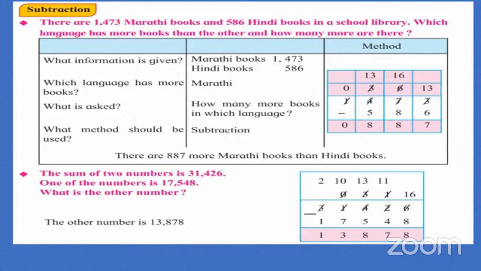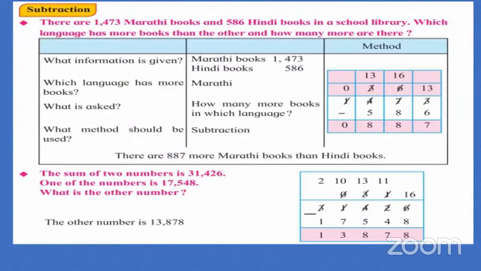And now that 1 becomes 0. So 0 minus 0, 0. 0 is there. Yes, very good. So what is the answer? 887, right? 887 is the answer. So there are 887 more Marathi books than Hindi books. Very nice.